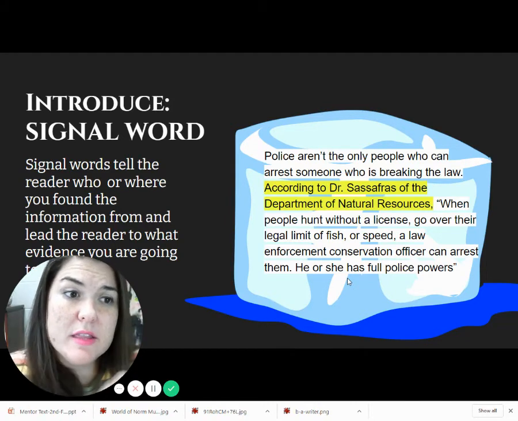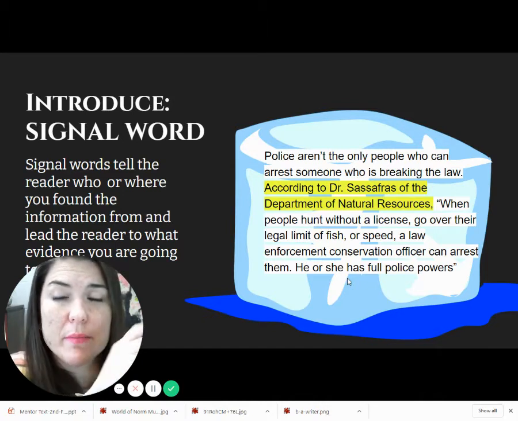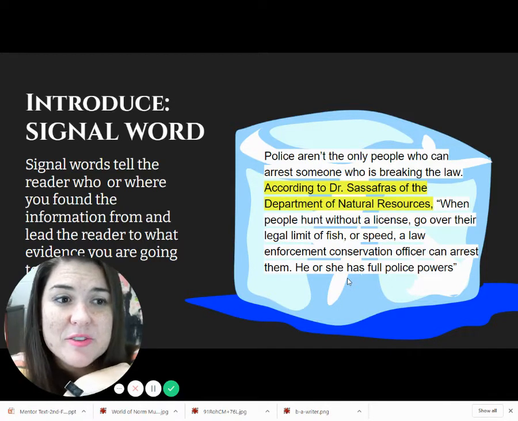So for instance, on this one, that long quotation about when people hunt, they still have police powers. If they break the law, other people can help them, enforcement officers. It says, according to Dr. Sassafras of the Department of Natural Resources.